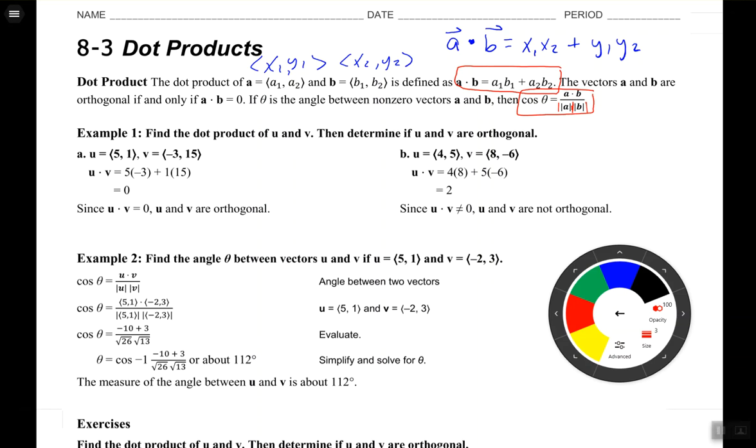Yeah? That's what this is. And you're going to have a calculator for this. And I'm going to give you the formulas. You just have to show me you can use them. Fair enough? Okay. So let's go through an example.